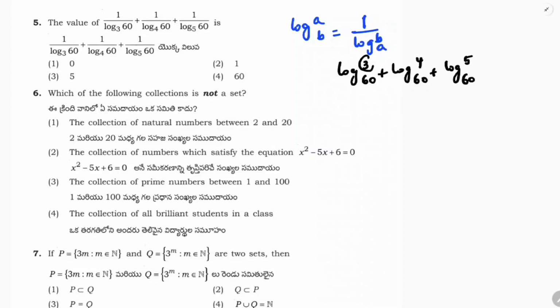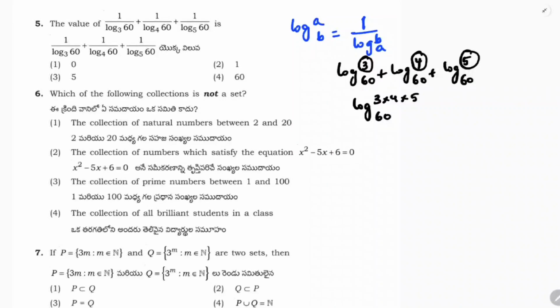Now log a to the base x plus log b to the base x plus log c to the base x is log abc to the base x. Here, 3 into 4 is 12, 12 times 5 is 60. So log 60 to the base 60. The logarithm of a number to the same base is 1. So log 60 to the base 60 is 1. The correct option is 2.